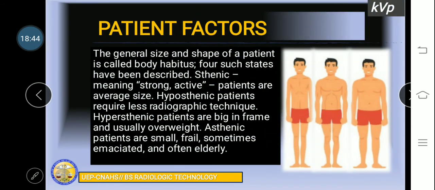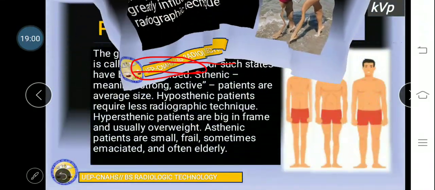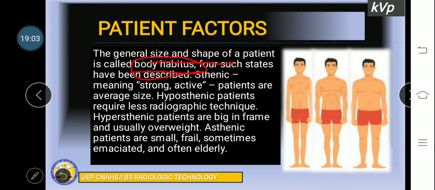Okay, so we have discussed the patient's size and shape. So the general size and shape of the patient is called the body habitus. There are 4 such states that have been described. So we have the sthenic, the hyposthenic, the hypersthenic, and the asthenic.